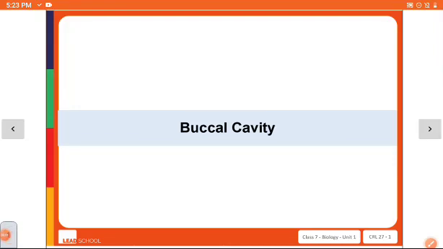So students, in our previous lecture, we have learned about digestion. So we know that the mouth is the main place where digestion takes place. Mouth is an important part. So through the mouth, we inhale or exhale. In the buccal cavity, we understand which step is considered for digestion and what the process is.